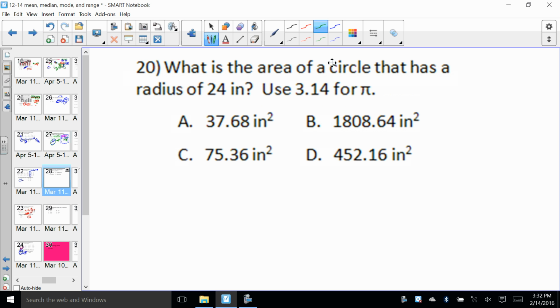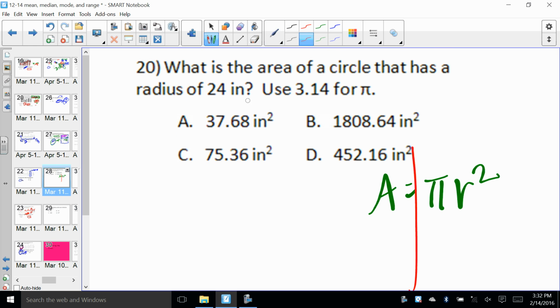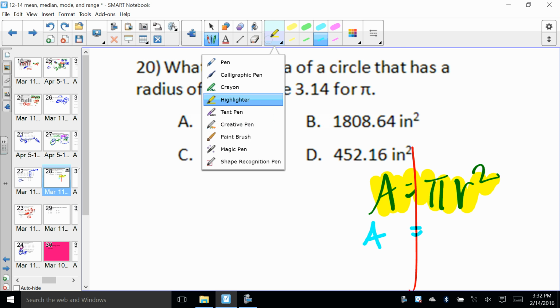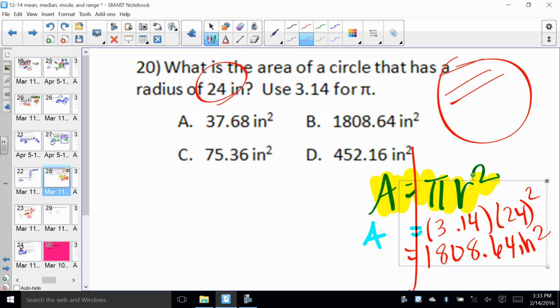Okay, next problem. What is the area of a circle that has a radius of 24? So we have pi r squared, sounds like area to me. There's our formula. Everybody should know that formula. Go ahead and write that down. We're looking for the area. So there's our variable that's unknown. We know that 3.14 is pi, and we know that our radius in this problem is 24, but we have to square it. So it's just a calculator sequence, 3.14 times 24 squared. Everybody's typing that in. When we solve that, we get 1808.64 inches squared. That's the area or the total amount of sauce on that pizza. All the yummy stuff on that pizza should be B.